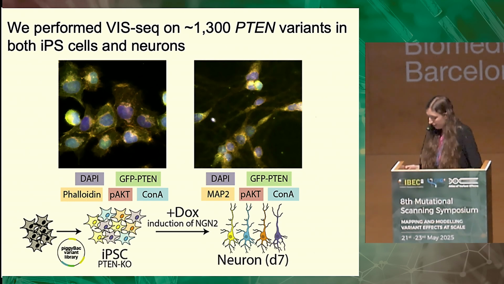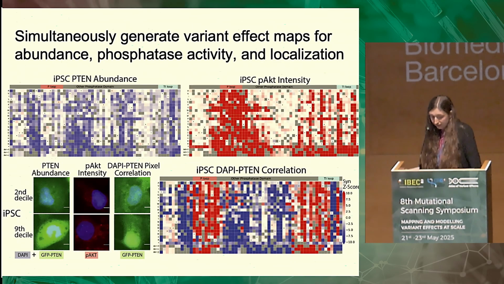One thing that I want to highlight here is we used some similar markers from before, but we also incorporated an anti-phospho-AKT antibody, which allowed us to measure the phosphatase activity of PTEN. So this allowed us to get multiple variant effect maps from a single assay: abundance, phosphatase activity, and localization, by looking at PTEN abundance, phospho-AKT intensity, and the correlation between DAPI and PTEN.